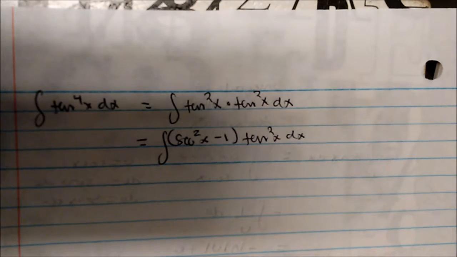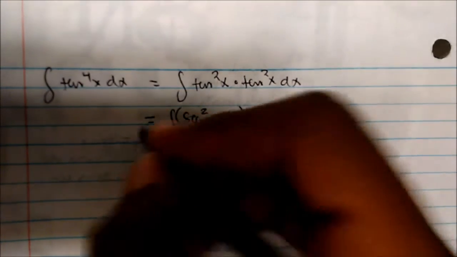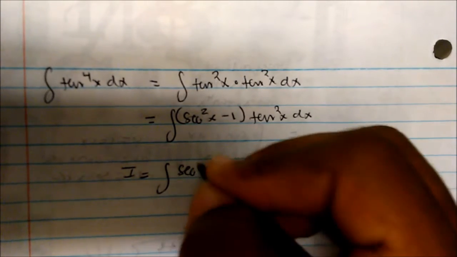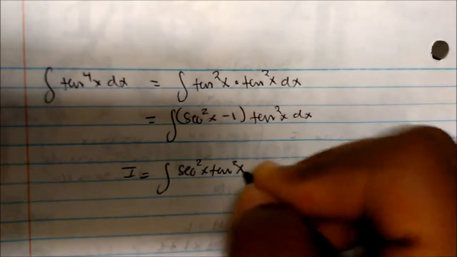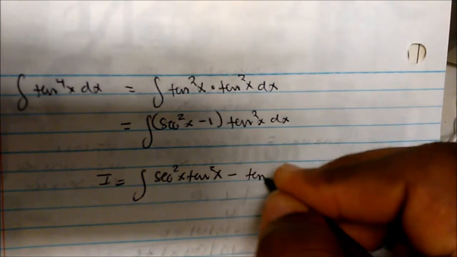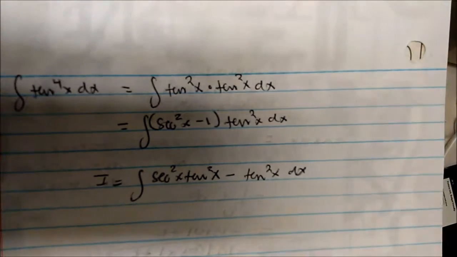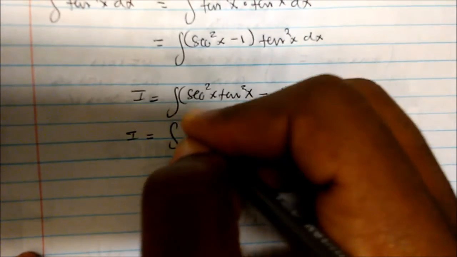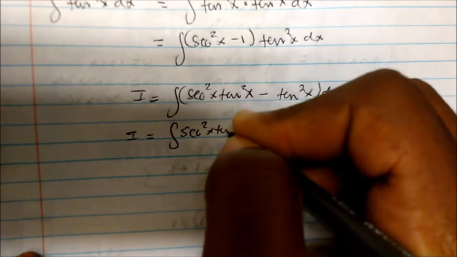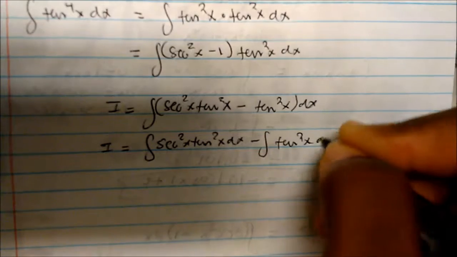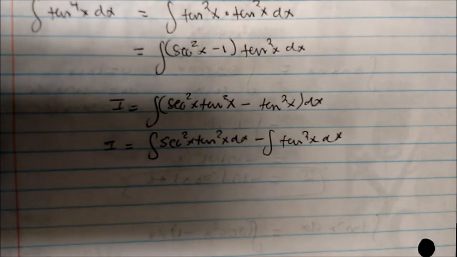Okay, now I'm going to distribute. My integral is going to be the integral of secant squared of x tangent squared of x, because I'm distributing my tangent, minus tangent squared of x dx. Now again, I'm just going to distribute my integral sign, because I like doing that. So this becomes the integral of secant squared of x tangent squared of x dx minus the integral of tangent squared of x dx.